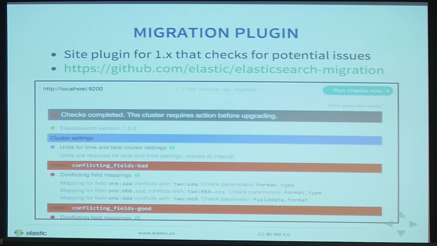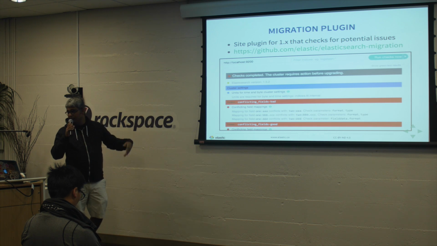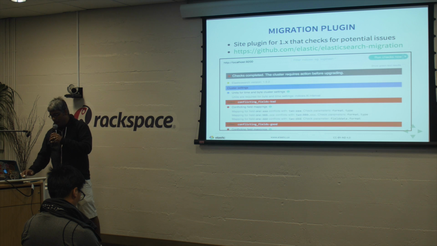We have created this migration plugin that hopefully will help. You take your 1.x cluster, install this plugin there, and run it. It'll generate a report of all the things that need to change for successfully migrating to 2.x. And basically, you just want to keep fixing these until this report becomes blank. And then you can migrate to 2.0.